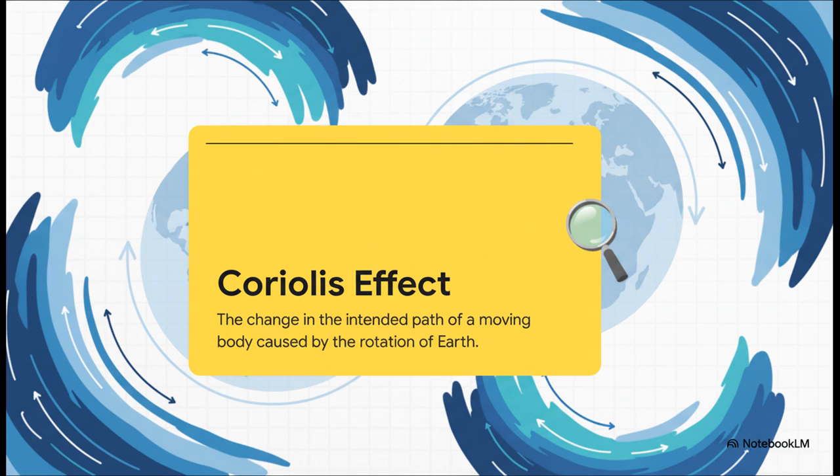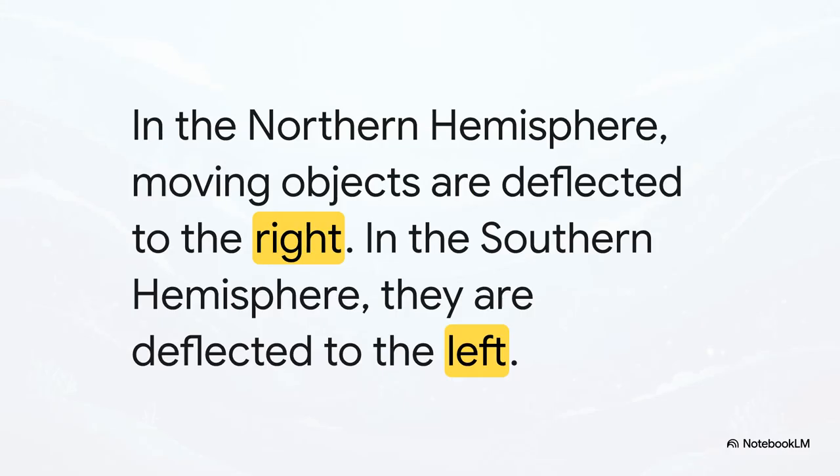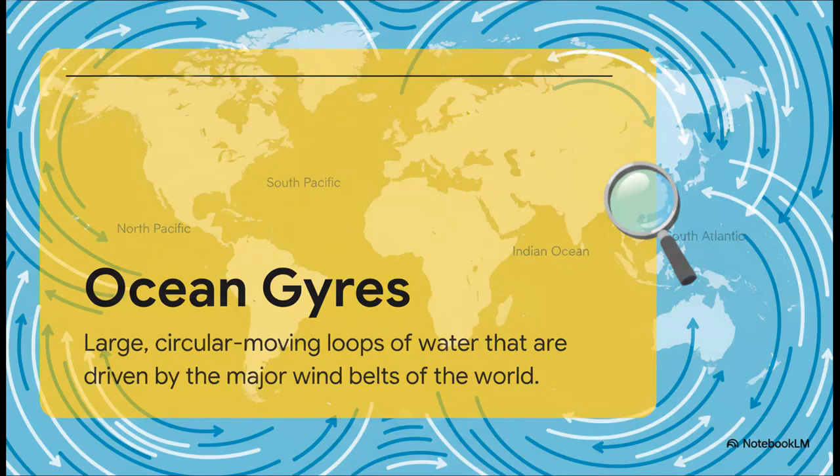It's all because we're on a spinning planet. And here's the rule of thumb you need to memorize. In the northern hemisphere, things get deflected to the right. In the southern hemisphere, they get deflected to the left. This applies to everything that moves over a long distance, especially wind and water. It's a key principle. So, what happens when you mix those big global winds with the Coriolis effect?